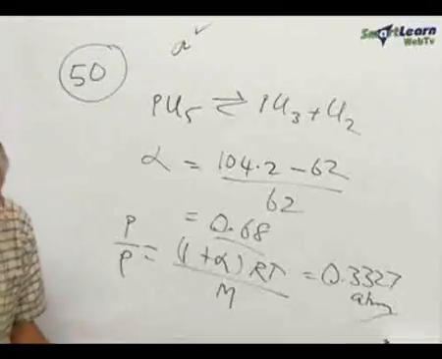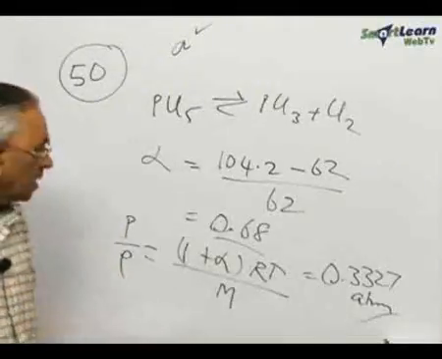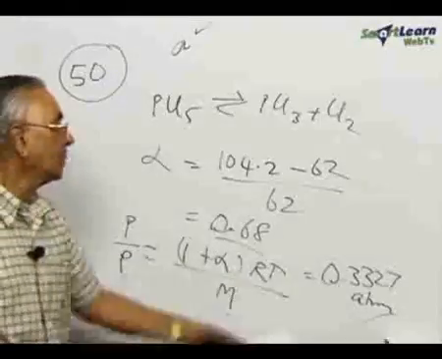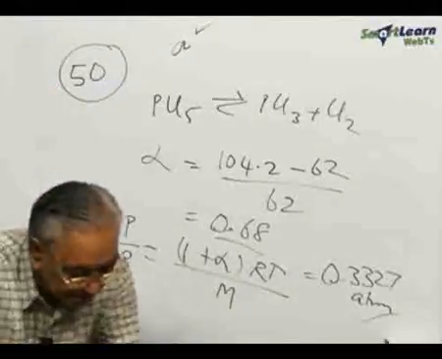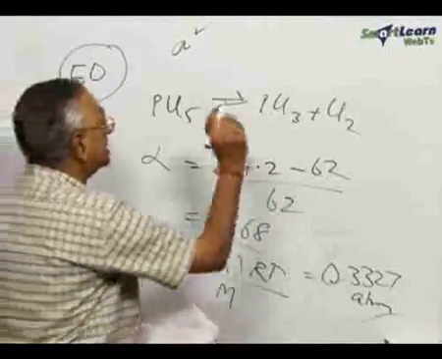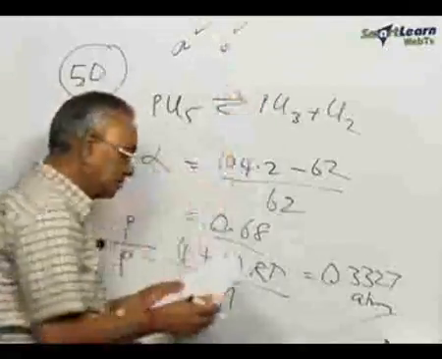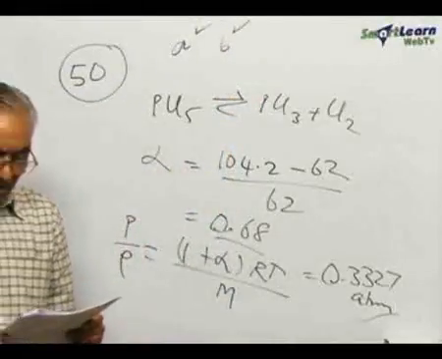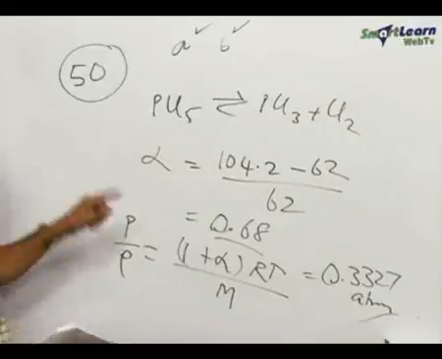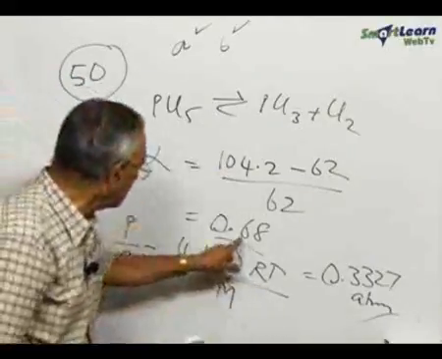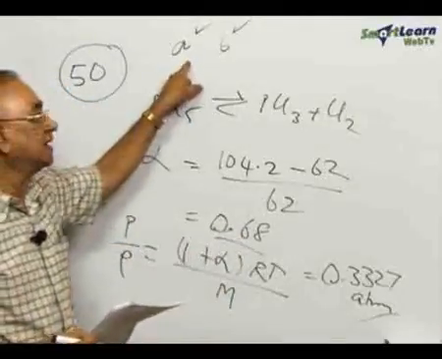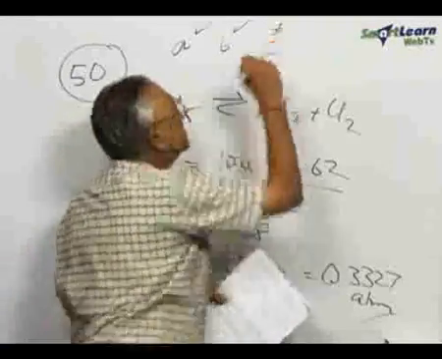It can be given as 0.3327 atmosphere or so many grams per liter. So the second statement, that the value of P by rho is equal to 0.3327, B also seems to be a correct statement. Regarding C, degree of dissociation is equal to 0.3327 is not correct. Actually the degree of dissociation is equal to 0.68, which corresponds to the value of A. Therefore C is not a correct statement.